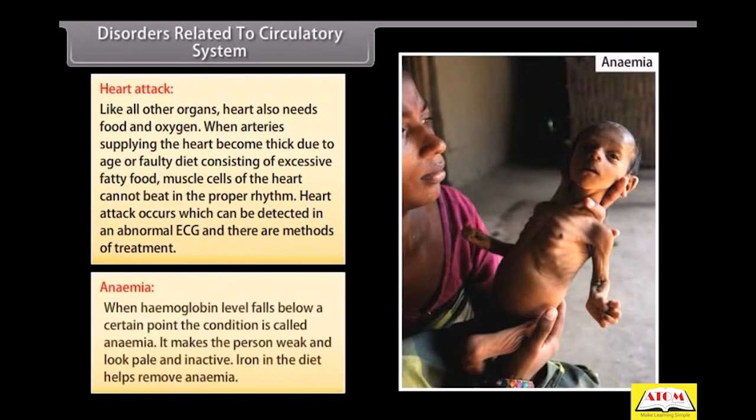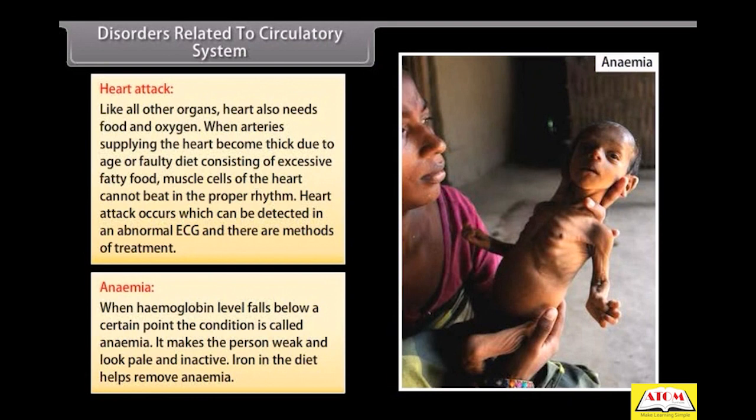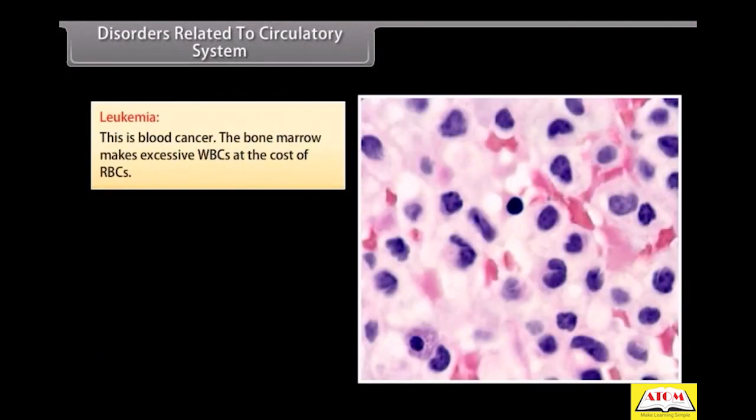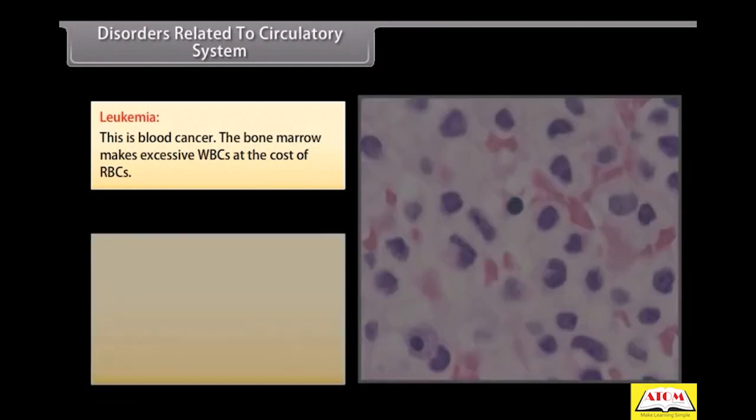Anemia. When hemoglobin level falls below a certain point, the condition is called anemia. It makes the person weak and look pale and inactive. Iron in the diet helps remove anemia. Leukemia. This is blood cancer. The bone marrow makes excessive WBCs at the cost of RBCs.